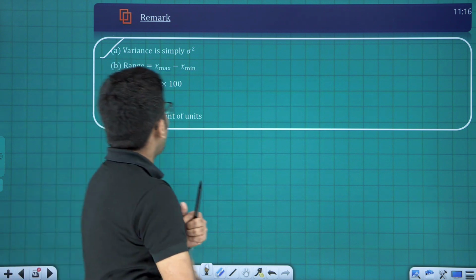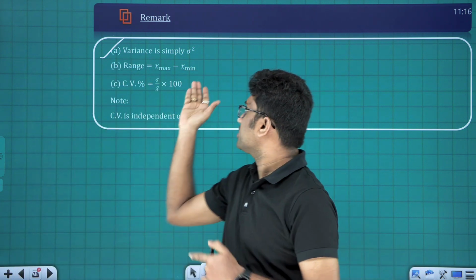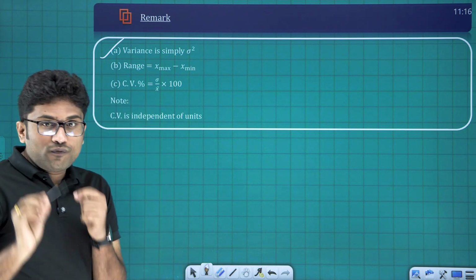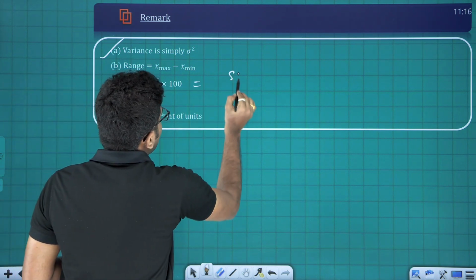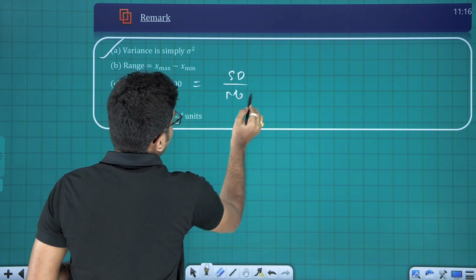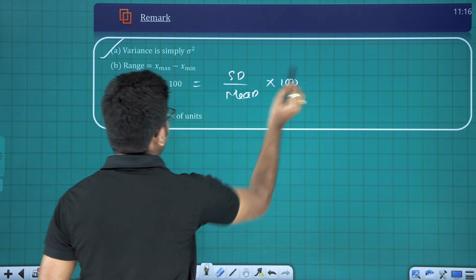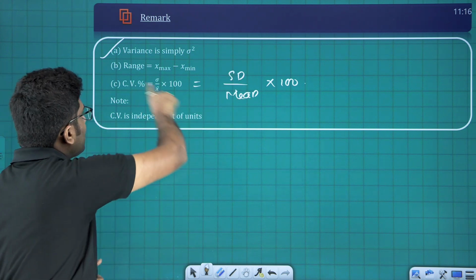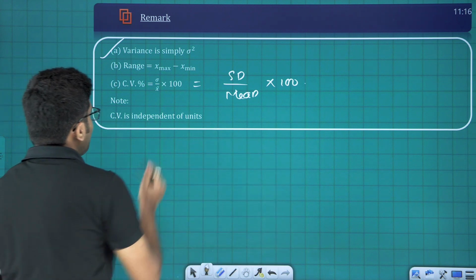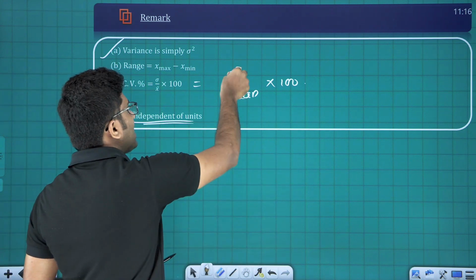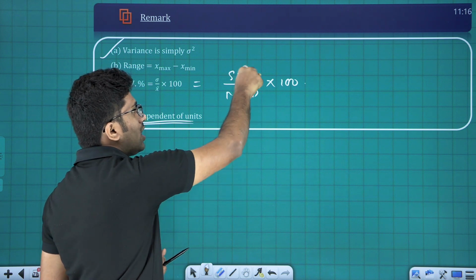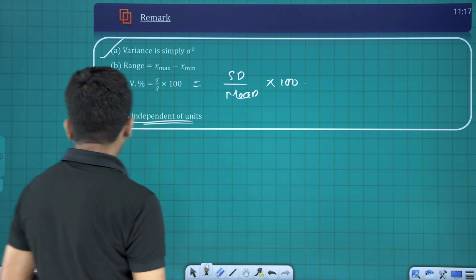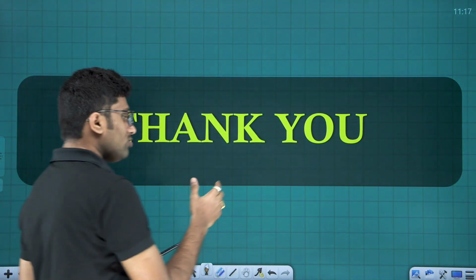Range is the highest observation minus the least observation of the data. Next, coefficient of variation. Coefficient of variation is standard deviation divided by mean, into 100 for percentage. So CV is independent of units, because standard deviation and mean are both related to observations only. Observation divided by observation gives no units.